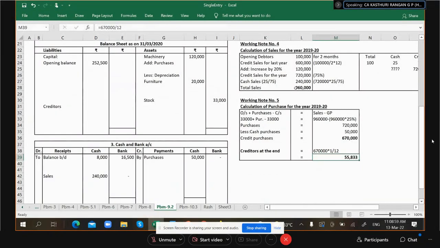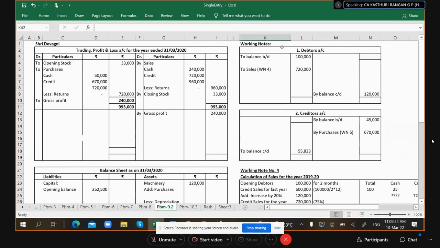So working note number 4 for total sales, cash sales, credit sale. Working note number 5 for credit purchases and the closing balance of creditors. Now tell me friends, where will you put the debtor closing balance? In the balance sheet. Creditor closing balance also in the balance sheet. As and when you get information, you record it. Put the closing debtor in the balance sheet, closing creditor in the balance sheet.